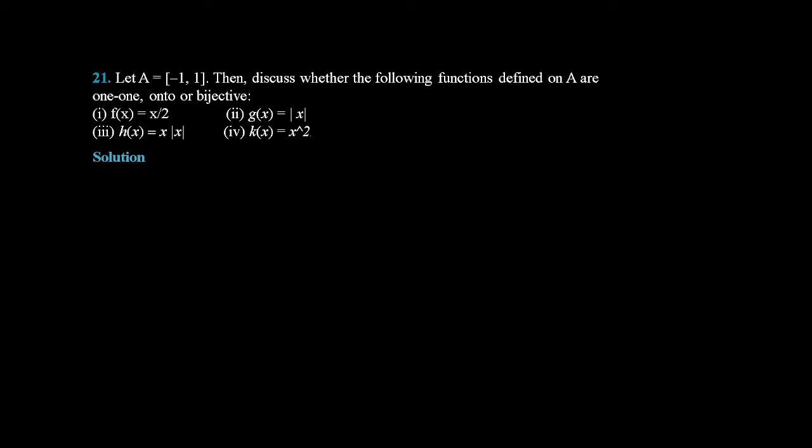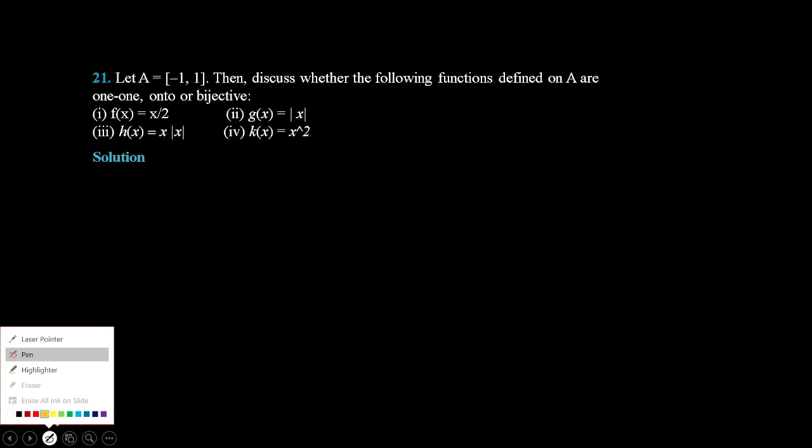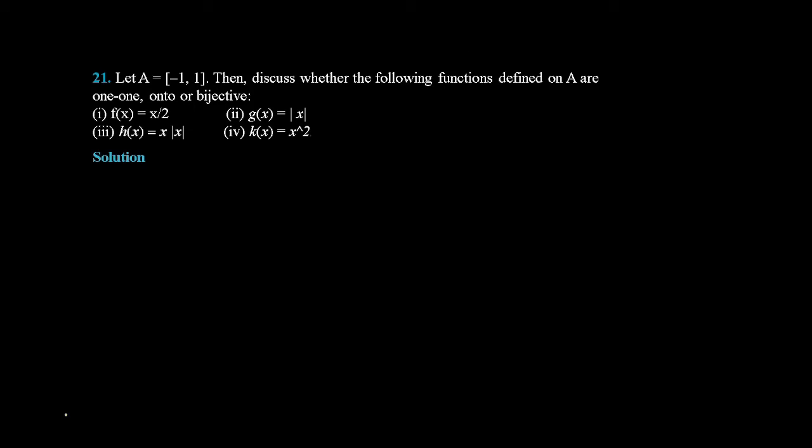Now in this question, a set A is defined from -1 to 1, and we have to discuss whether the following functions defined on A are one-one, onto or bijective. Okay, so we have to verify which of the following is satisfying which condition. So let's consider the first function, fx is equal to x by 2, and my function is defined from A to A. That is, f is defined from [-1, 1] to [-1, 1].